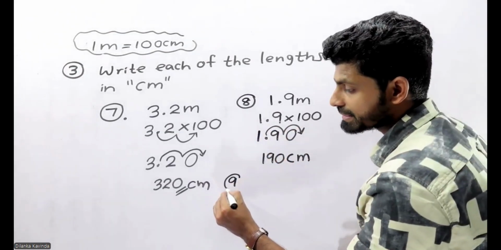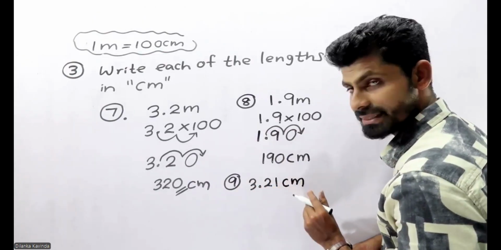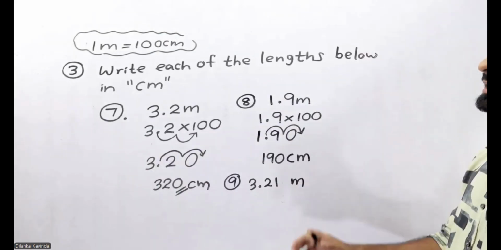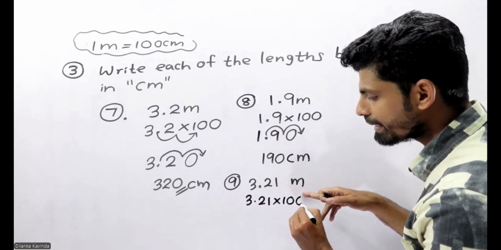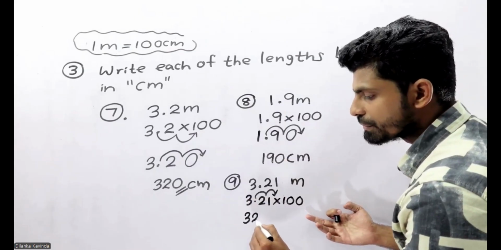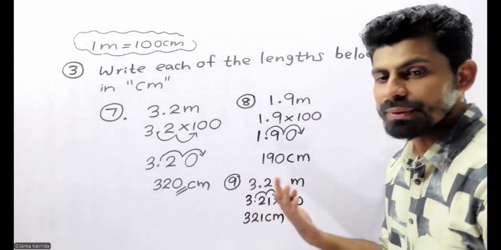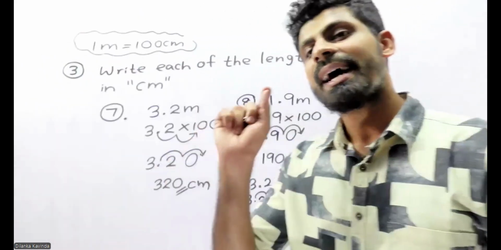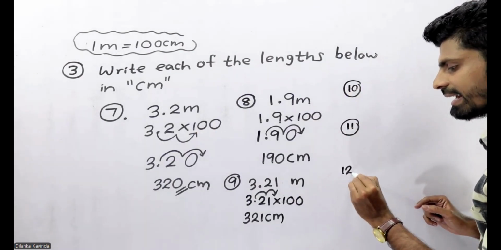If you have decimal values, question number 9, 3.21 meters. How do we convert that into centimeters? 3.21 multiplied by 100 means 2 decimal places moving to the right, so it is 321 centimeters. I will give you 3 questions: question number 10, 11, and 12.